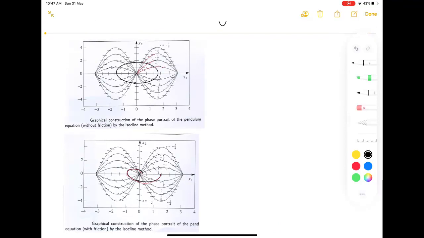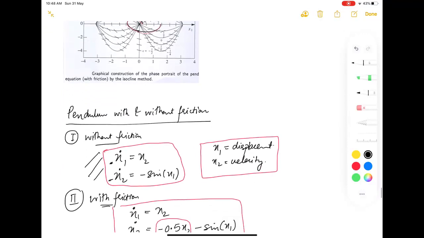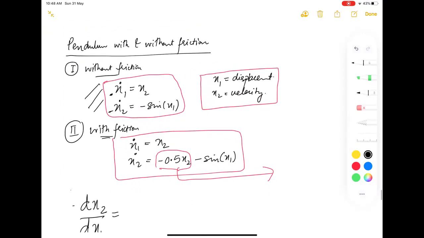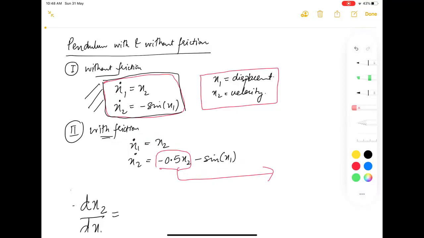There are two phase portraits here, as you can see, and there are two examples actually. So it's an example of a pendulum without friction. The equations are given by this: x1 dot is equal to x2 and x2 dot is equal to minus sine x1. X1 is the displacement of the pendulum, x2 is the velocity of the pendulum. The other example is of the pendulum with friction. The equations are given here.